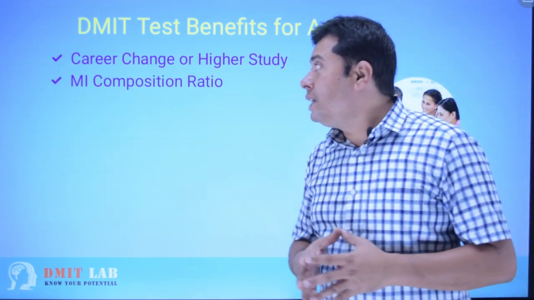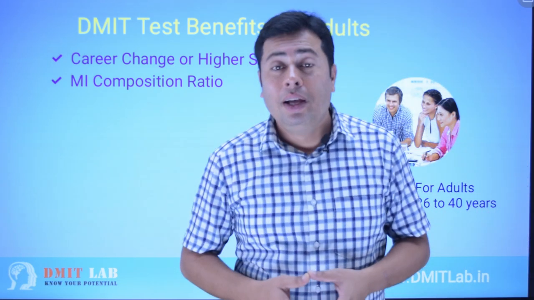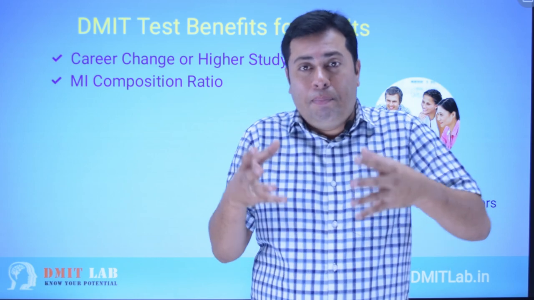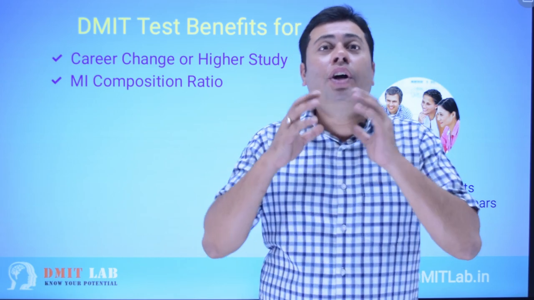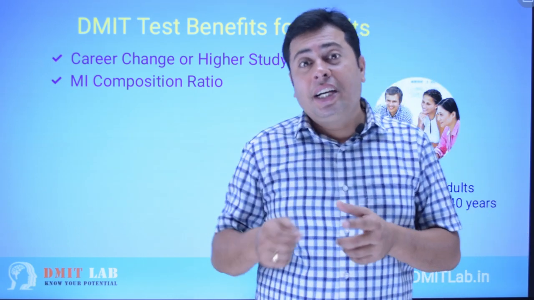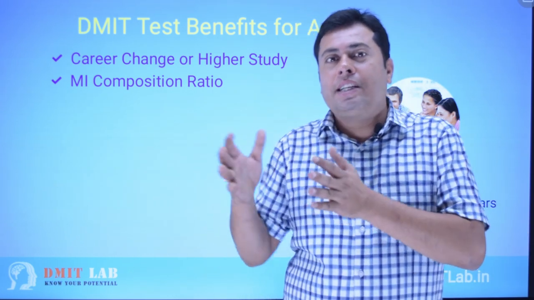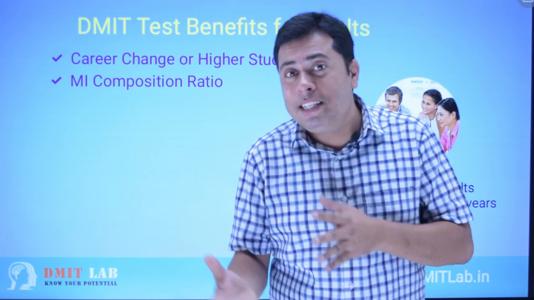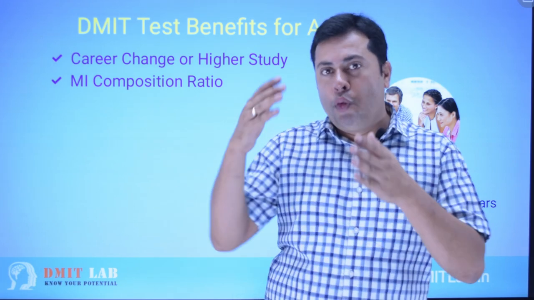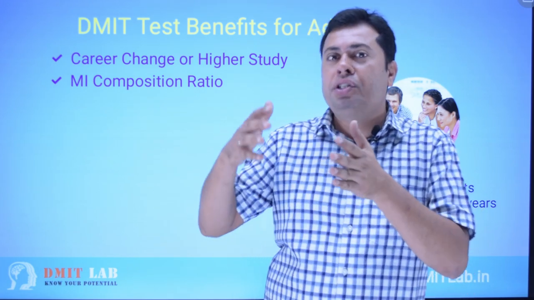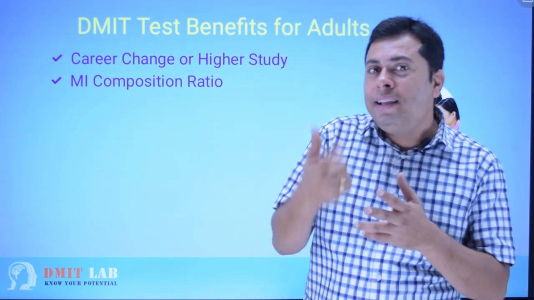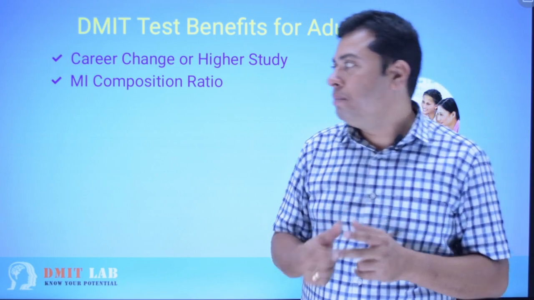And the next thing is the MI composition ratio. As I already told, they are not happy in their present career because it is not well matched to their intelligence composition. Each career requires different intelligence compositions and different talents. So we will see in the reports what composition they have, whether they have one intelligence composition, two, or three. Based on this, we guide them on the best career for them.